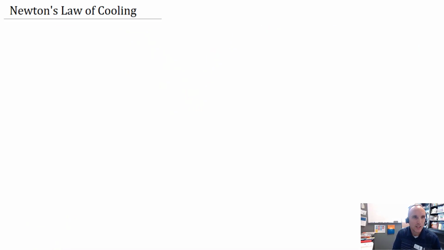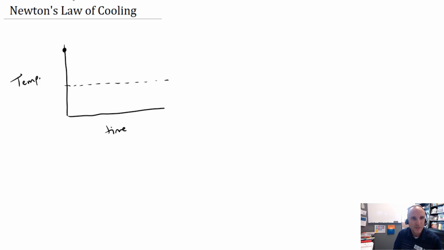Let's look at a very interesting application of an exponential function. Newton's law of cooling pertains to measuring the temperature of some object over time. The object might have a temperature up here, and it's placed in surroundings that have a temperature down here below it. So the object is warmer than its surroundings.